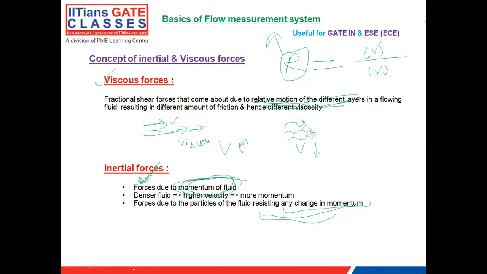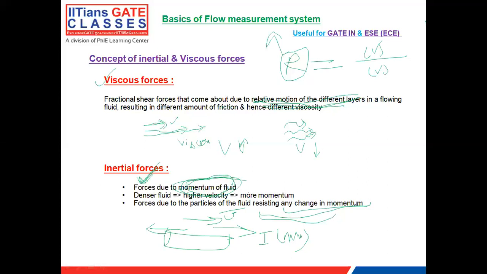So if I take a velocity profile, in one direction there will be inertial forces due to momentum. When the fluid is moving with some velocity v and you multiply by the mass, you will get some momentum. This causes your inertial forces. And on this side there will be viscous friction forces due to the relative motion of different layers.